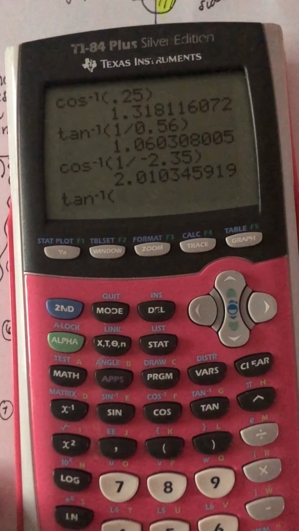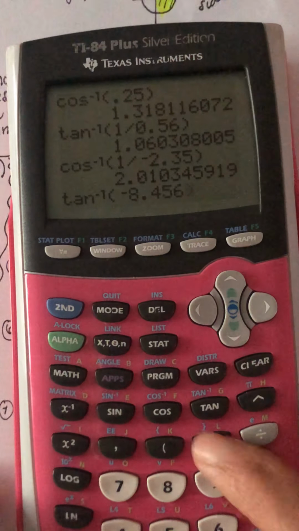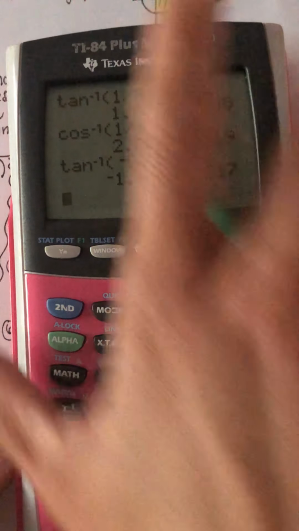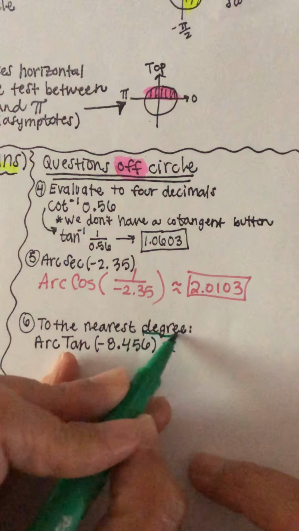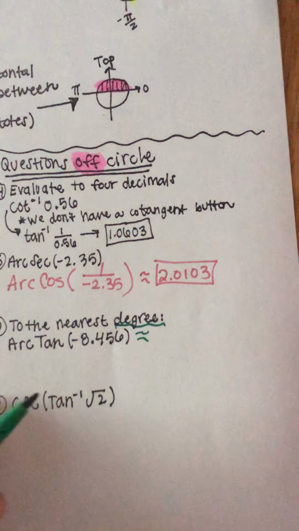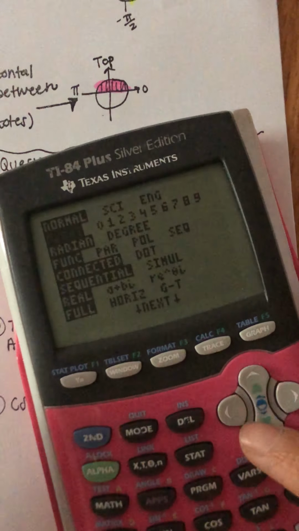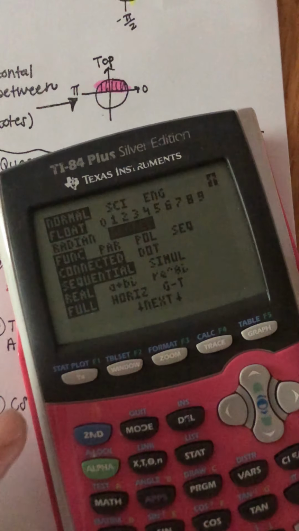of negative 8.456. And I get, oh wait, did I misread something? Yeah, that wasn't it. To the nearest degree. Oh, whoops. That means I got to change my mode. So we have to watch out for that. It's easy to make that mistake.